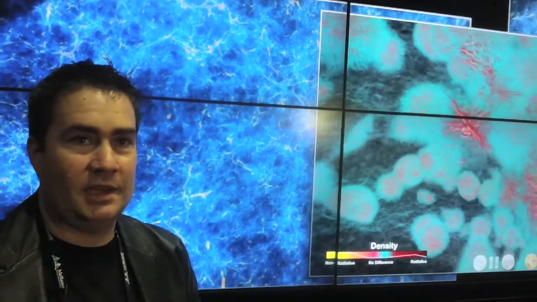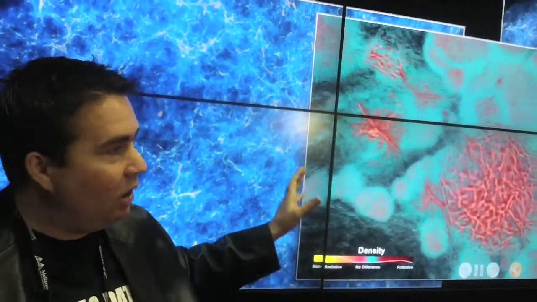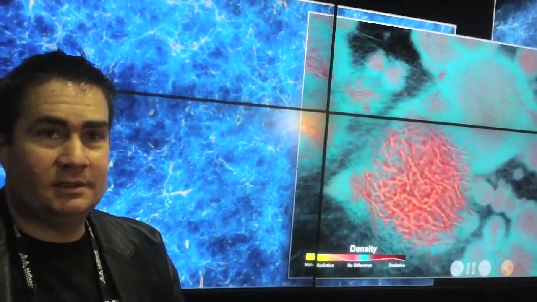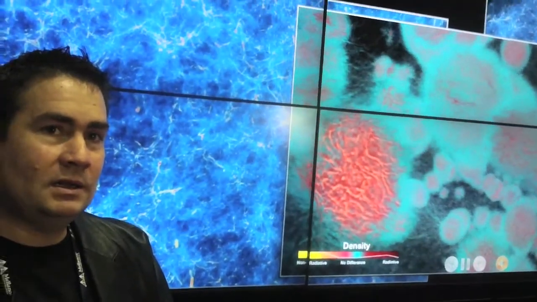Numerically, it's 3,200 grid cells on a side. Cosmologically, I'd have to double check. I believe these are small 80 megaparsec volumes. And what is the time scale of the simulation?